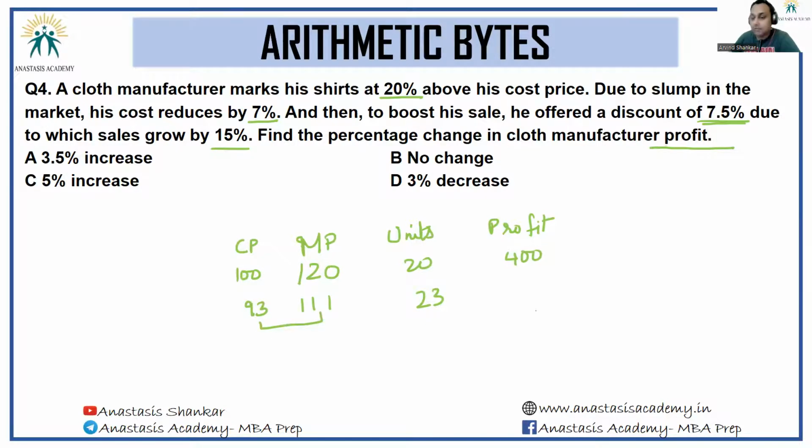18 into 23 we have to do. So 23 into 24, 60 minus 46 we have to do. So we'll reach, okay, his new profit is 414. The increase in profit is of 14 on a base of 400. So 14 by 400 into 100 we have to calculate. Zeros cancel. I'm left with 14 by 4, which is equal to 3.5%. So answer should be option A.